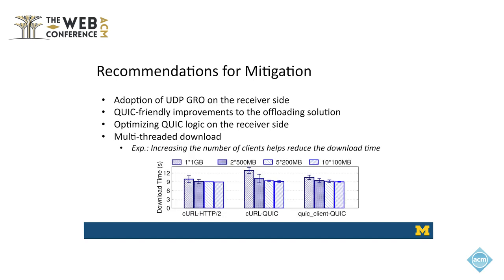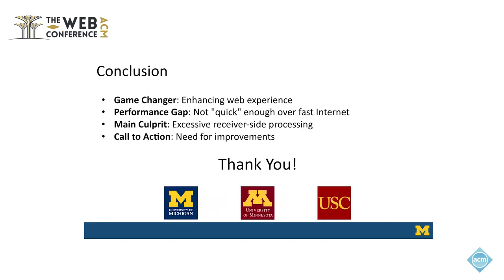Finally, we make some recommendations for mitigating the observed issues, including the adoption of UDP generic receive offload, more QUIC-friendly improvements to the offloading solutions, optimizing QUIC logic on the receiver side, and multi-threaded download. For example, our preliminary experiments show that increasing the number of concurrent download instances can help reduce the download time. In conclusion, QUIC promises a more responsive and a more secure web experience.